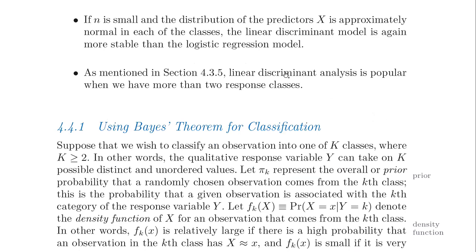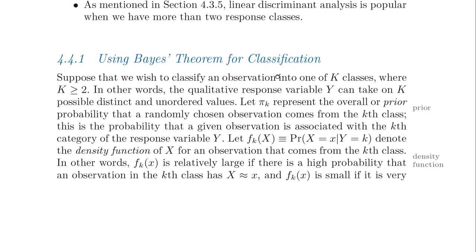If n is small, n is the number of observations, correct? And the distribution of the predictors x is approximately normal in each of the classes, the linear discriminant model is again more stable than the logistic regression model. As mentioned in section 4.3.5, linear discriminant analysis is popular when we have more than two response classes. Yeah, so it's not a mathematical reason, but just kind of like the traditions of the trade.